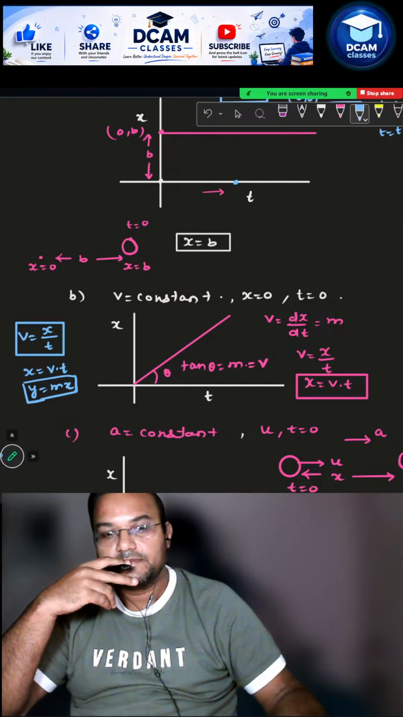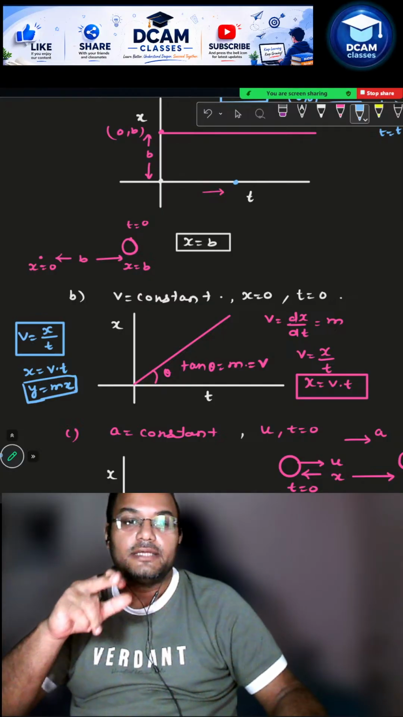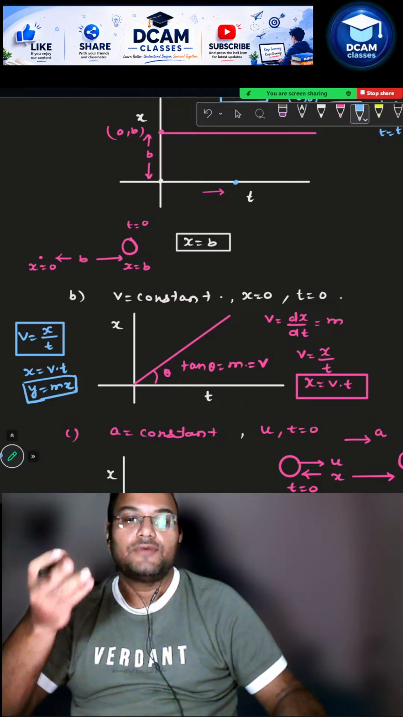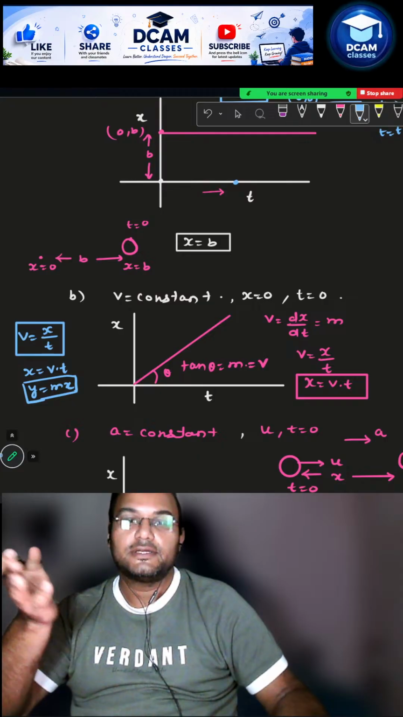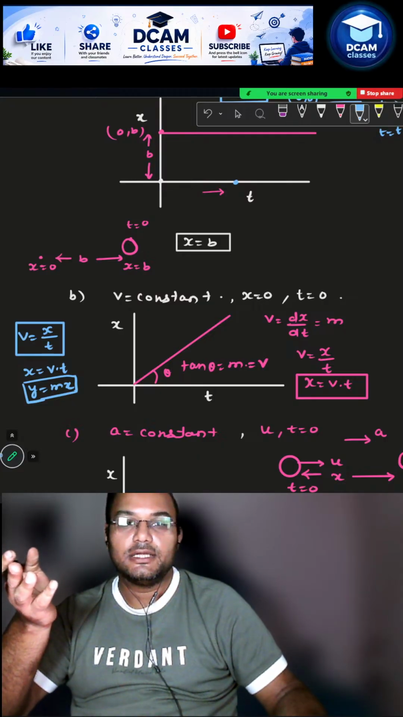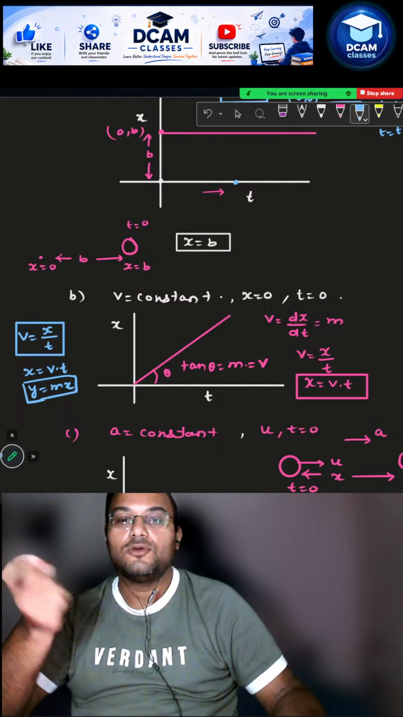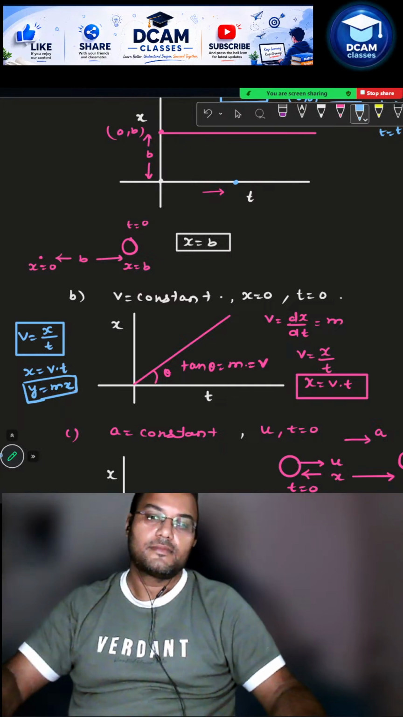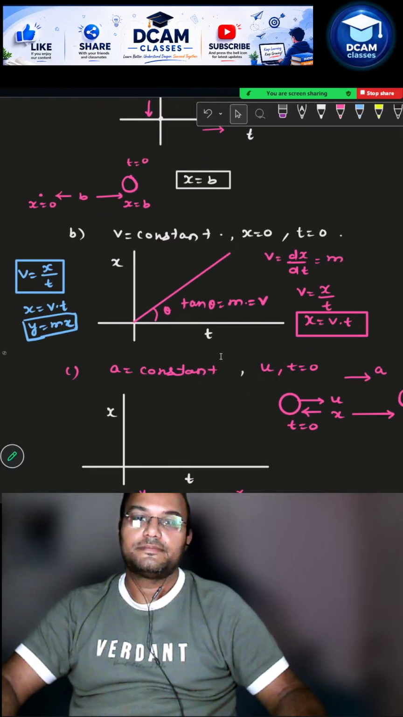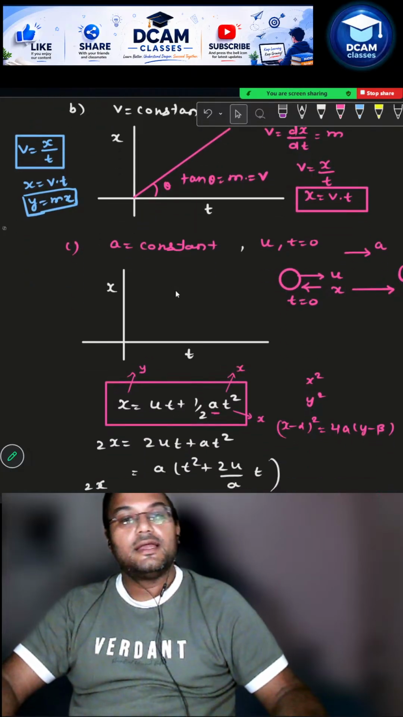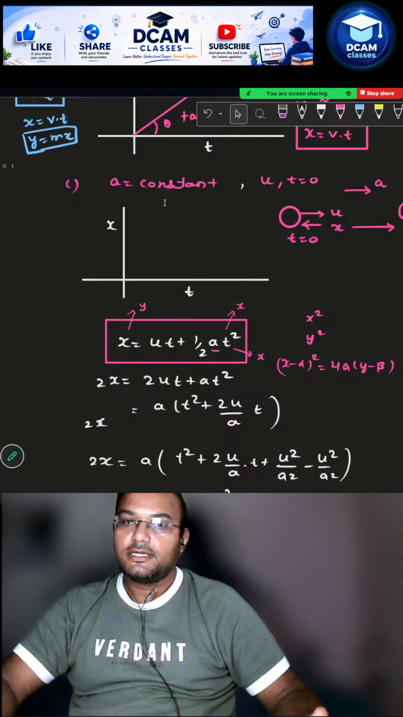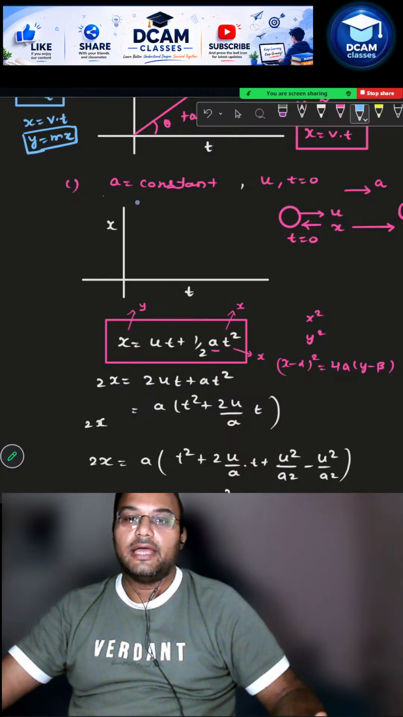But important here is to know, when someone asks you the velocity is constant, x versus t graph, you have to draw it, and what would be the value of the velocity? The value of the velocity is nothing but the slope of that particular line. Now coming to this, if acceleration is constant, you need to draw the x versus t graph.